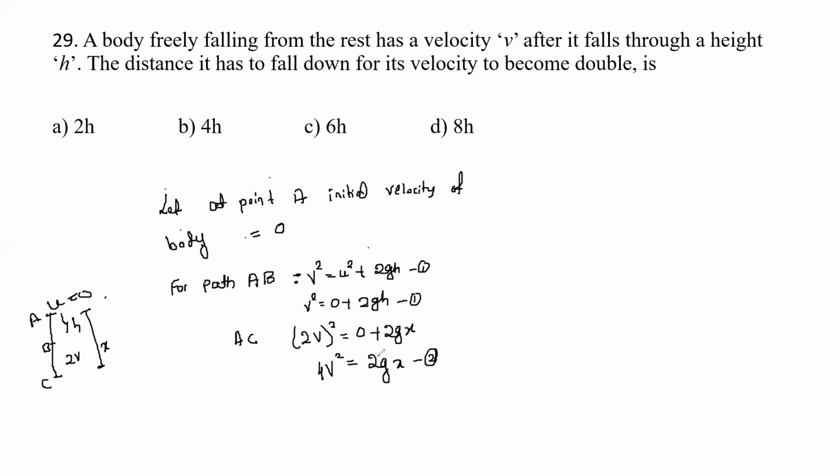So from equation 1 and 2, can we solve equation 1 and 2 here? If we solve equation 1 and 2, we will get x is equal to 4h. We can simplify the value of h here. So if we simplify, the x value is found to be 4h. That is option B is the correct option here. Okay.